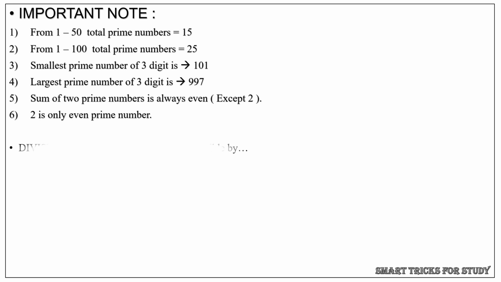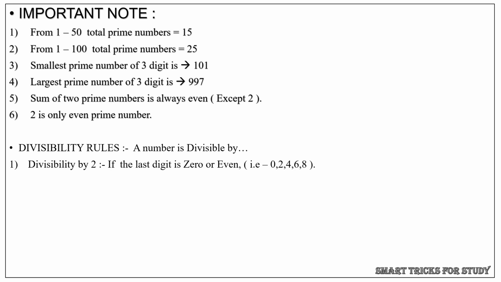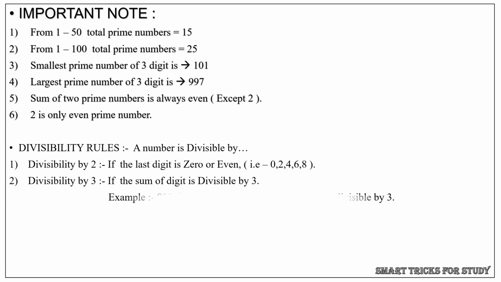Next, move to divisibility rules of numbers. Divisibility rules. A number is divisible by 2 if the last digit is 0 or even, that is 0, 2, 4, 6, 8. Divisibility by 3. If the sum of digits is divisible by 3. Example, 819. Here add the digits of the given number, that is 8 plus 1 plus 9 is equal to 18, and divide it by 3, that is 18 by 3 is equal to 6. So the remainder is 0.